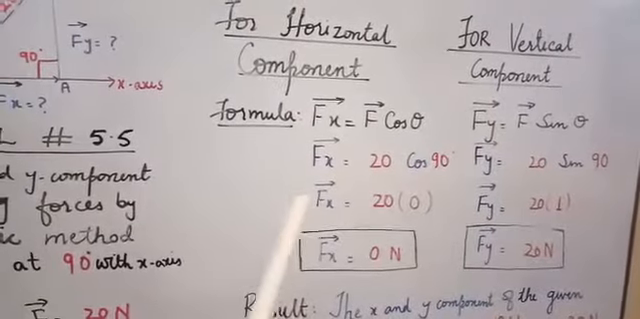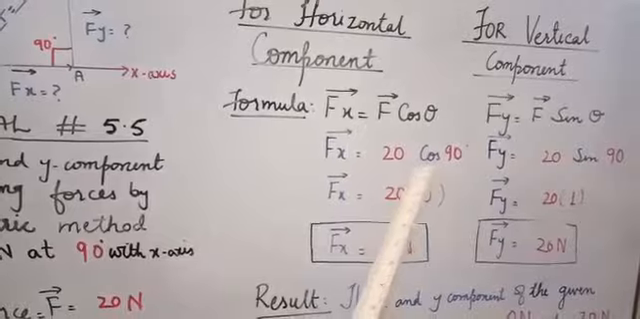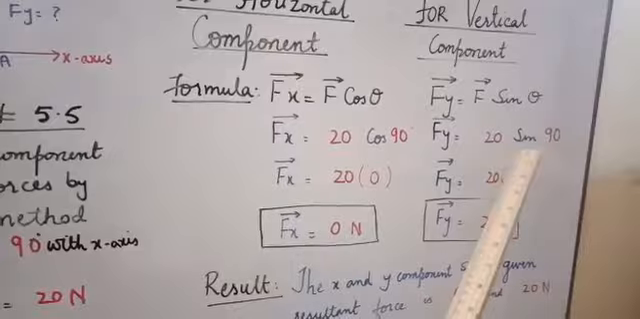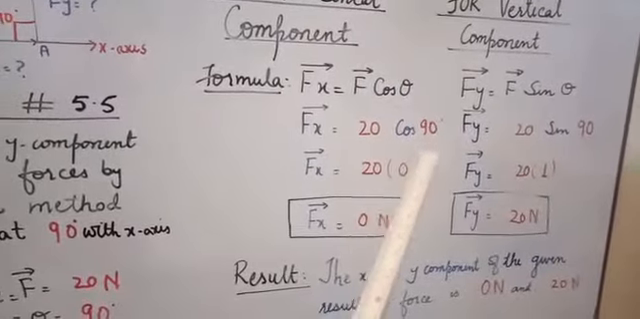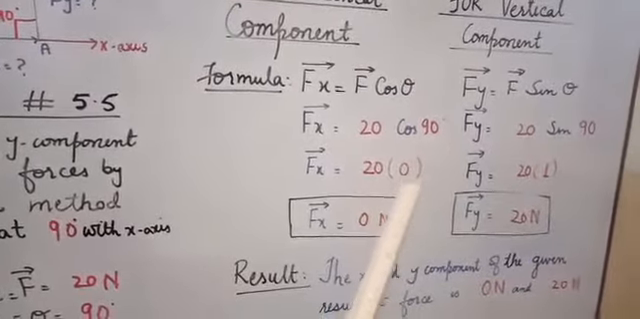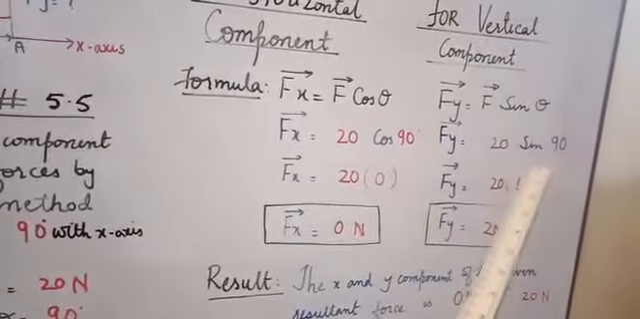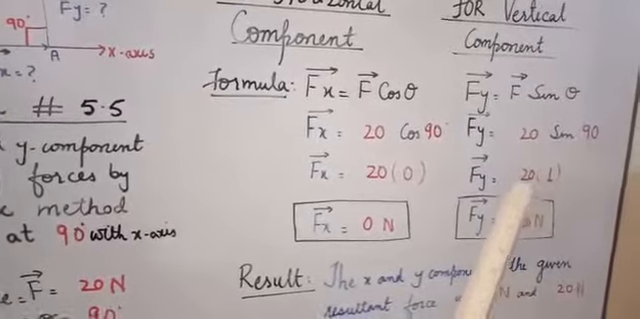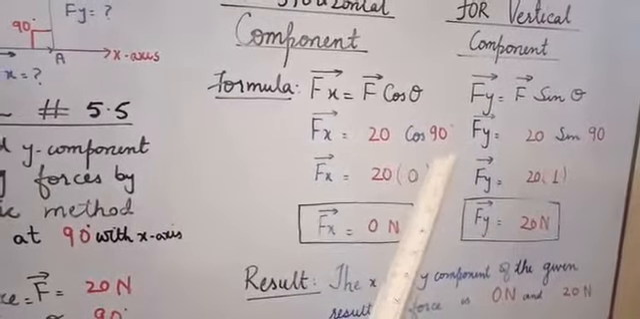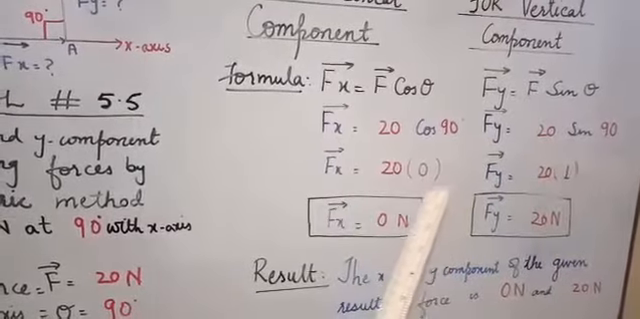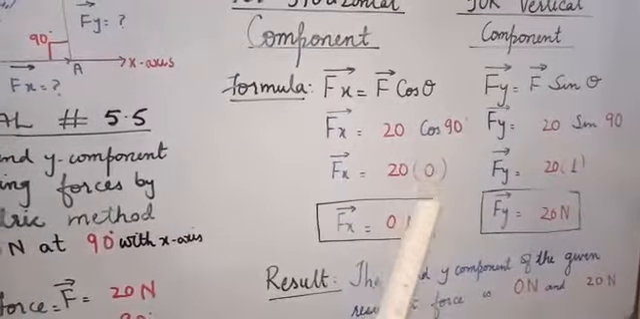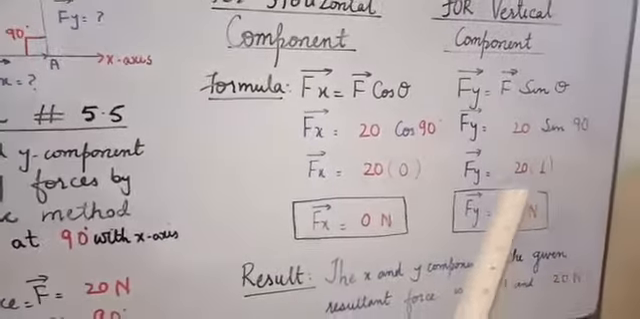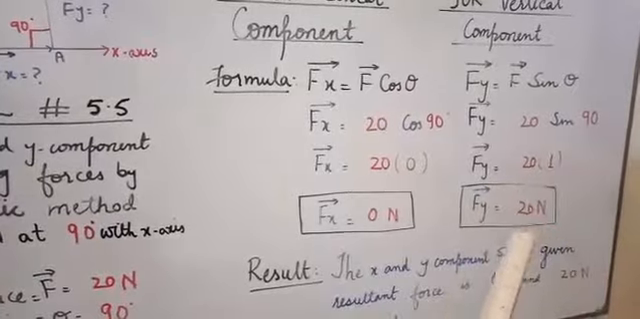Then we have to write down the value of the angle as well. Here it is cos 90 and here it becomes sin 90. In place of cos 90 we put its value, which is 0, and in place of sin 90 we put its value, which is 1. You can also find the values of cos 90 and sin 90 in the trigonometry table on page number 77. When we multiply 20 with 0, it becomes 0 Newton, and when we multiply 20 with 1, it becomes 20 Newton.